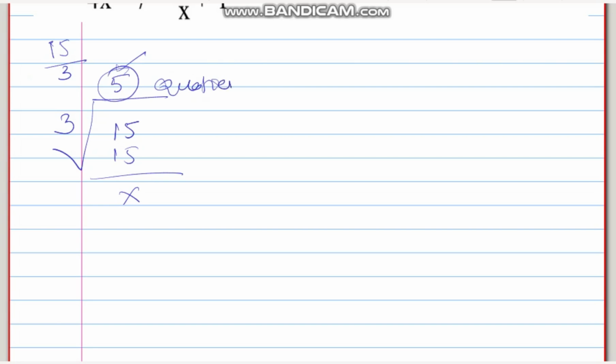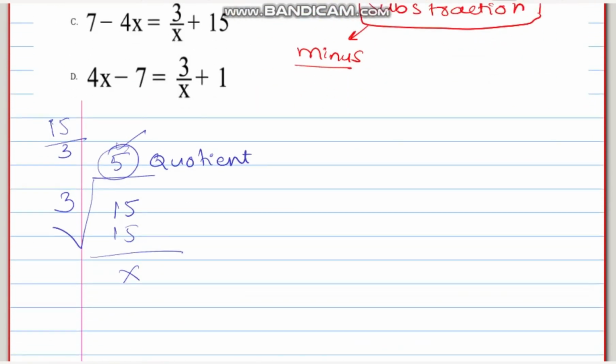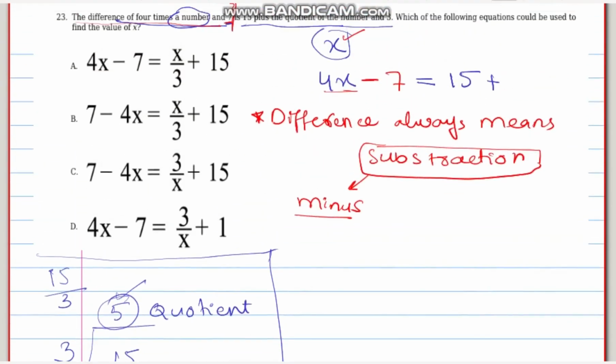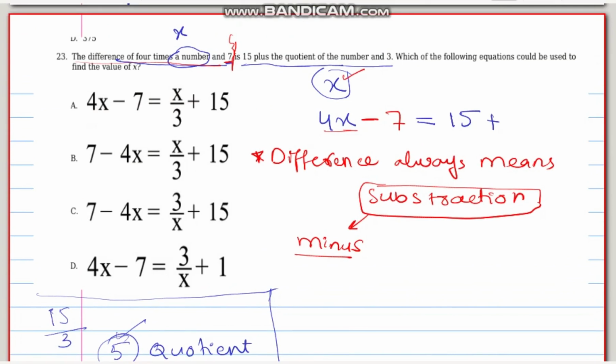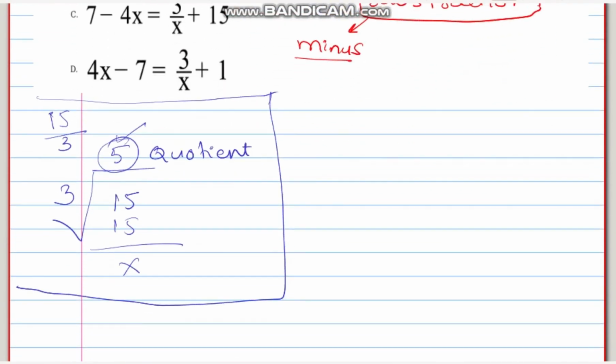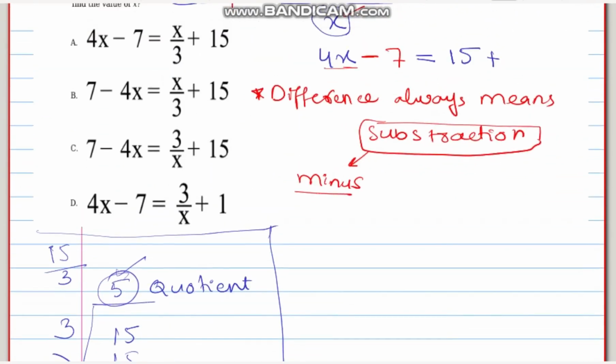Let me write it again. This is the quotient. Now let me put the line here because it's not related to the question. It is just for understanding. Okay, now the question is 15 plus the quotient of the number and 3. So basically there is some change in the question, because the question is basically like that.